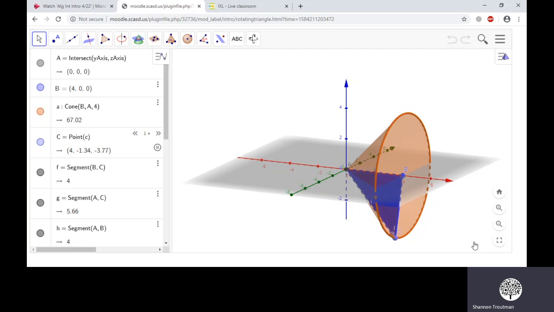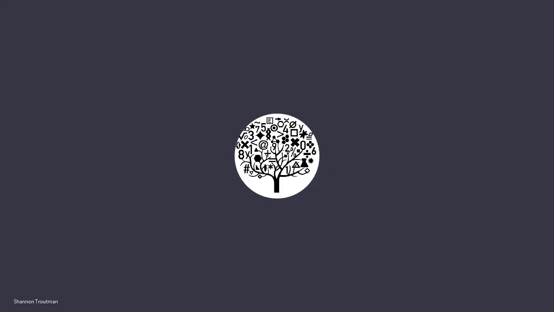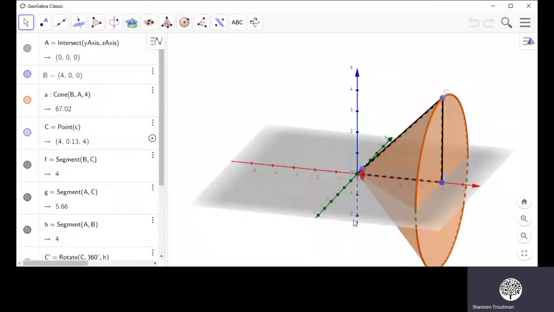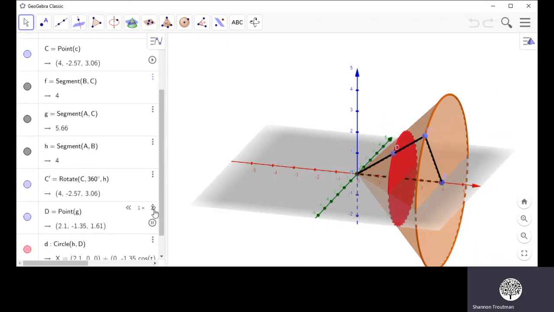Okay, so what happens here is, and I'm going to go out to a different animation now, so hold on. What happens here is we're going to create cross sections to find our volume.